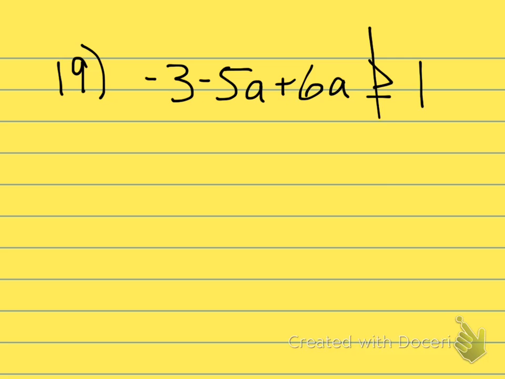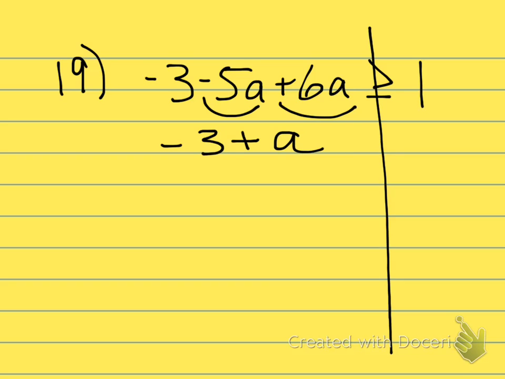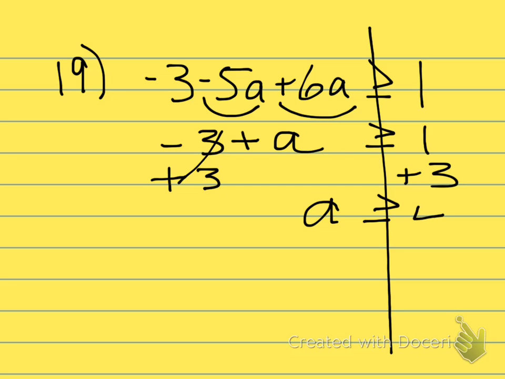All right, in this case, don't go moving anybody across that line until you simplify. So when we simplify, we get a negative 3 plus a. If you want to put the 1, that's fine, plus 1a. Then I'm going to add my 3, and I get a greater than or equal to 4.